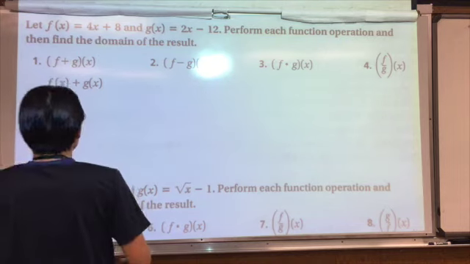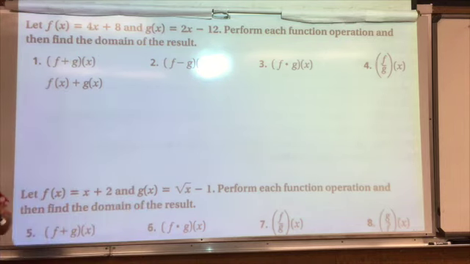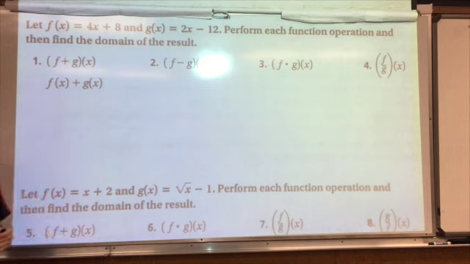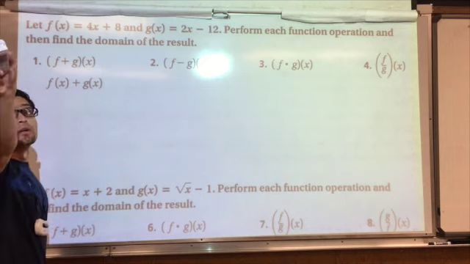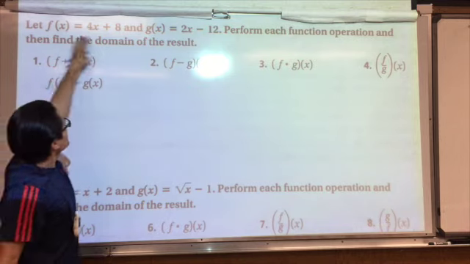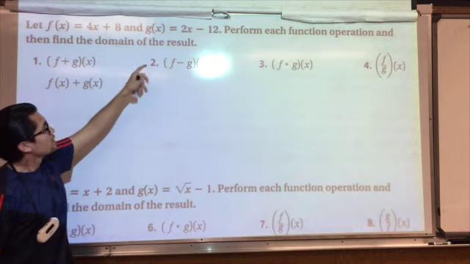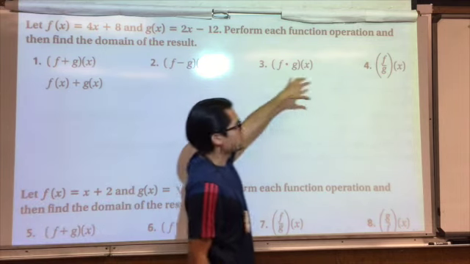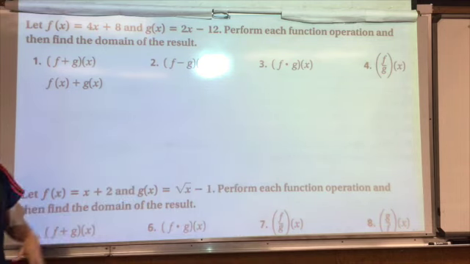Okay, in this section we're going to be doing some function operations, meaning addition, subtraction, multiplication, and division, and also we're going to do some composition of functions. Okay, so let's start with these few examples. We have two functions, f and g. F of x is 4x plus 8, g of x is 2x minus 12, and we want to do a few operations with them. So I'm going to show you how you can do all four of those basic operations of functions.